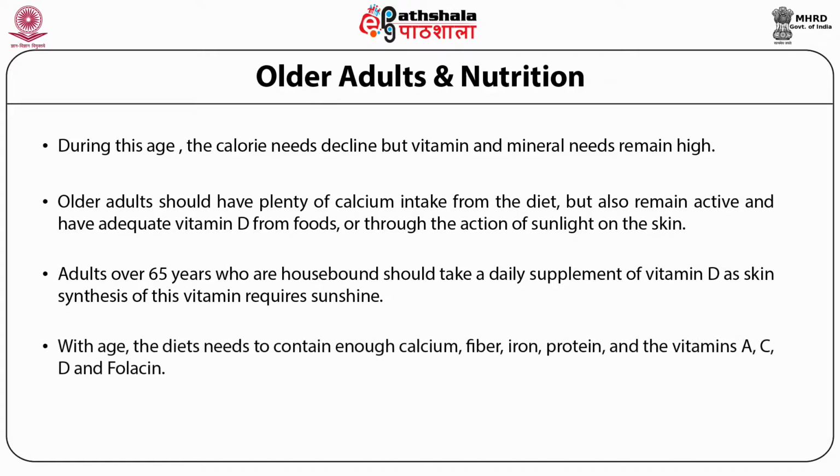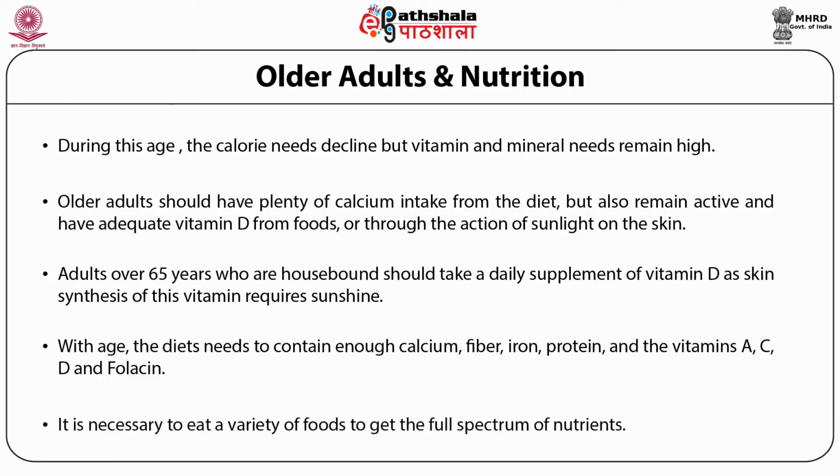With age, the diet needs to contain enough calcium, fibers, iron, protein and vitamins A, C, D and folacin. So it's necessary to eat a variety of food to get the full spectrum of the nutrients, especially the vitamins and the minerals in the elderly diet.